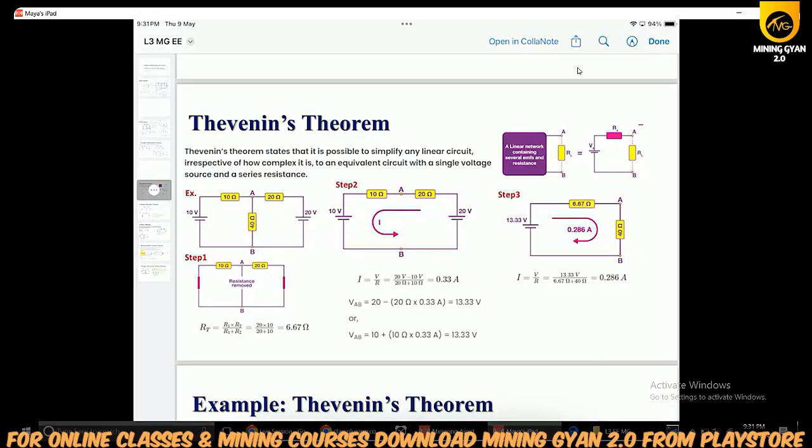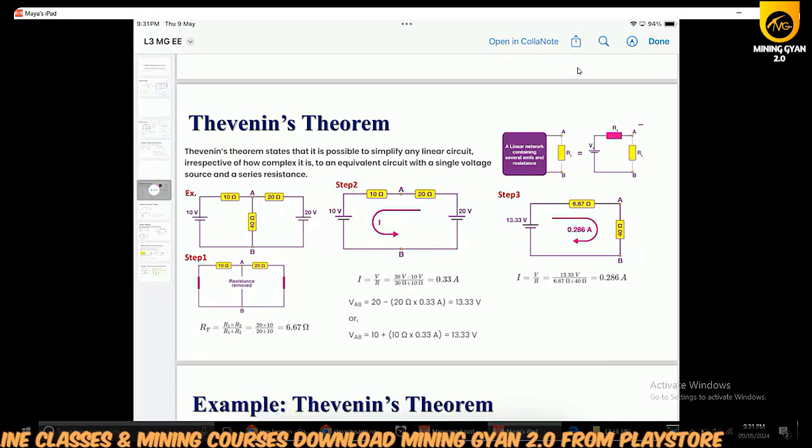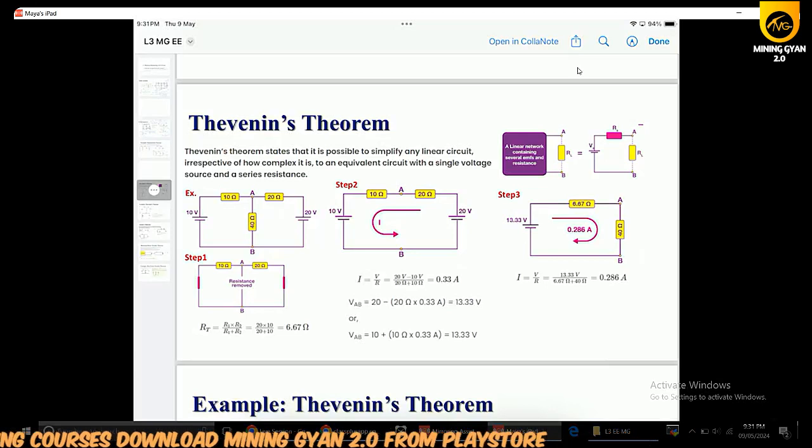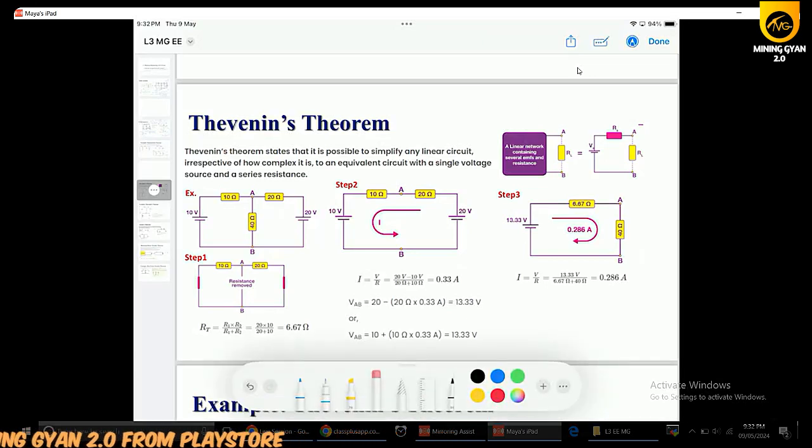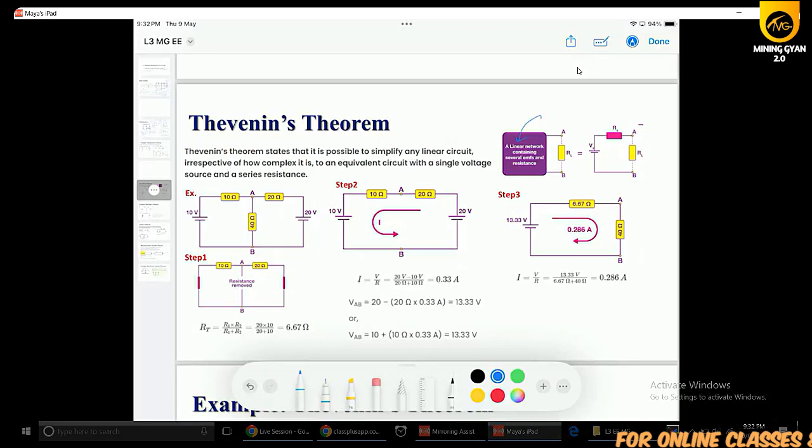Next theorem is Thevenin's theorem. What does it say? Thevenin's theorem states that it is possible to simplify any linear bilateral circuit, or we can say a given system or electric circuit, irrespective of how complex it is. This linear network can have different sources, independent or dependent, and different passive elements. So many things can be there in a given network.